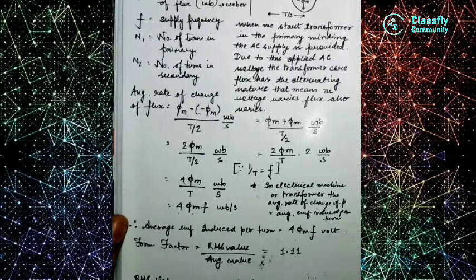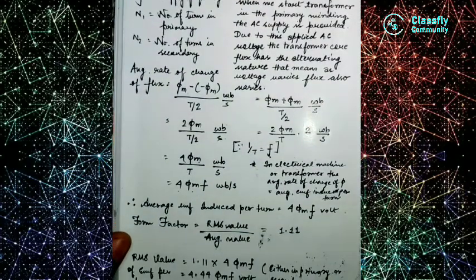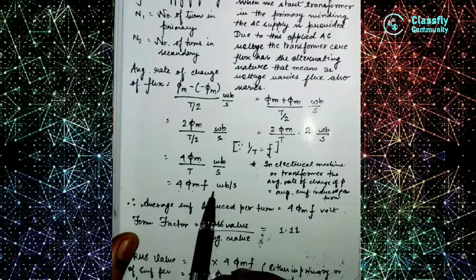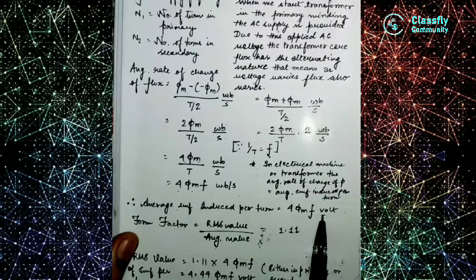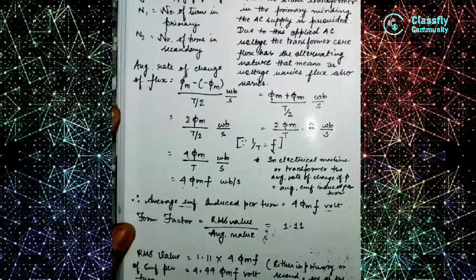That means the voltage which will be induced in each of the turns will be equal to the rate of change of flux. That means this 4 phi mf will also be the value for the average EMF induced per turn. Here the only change will be the unit, because as it is EMF, it will be volt. Now our task is to find the RMS value.